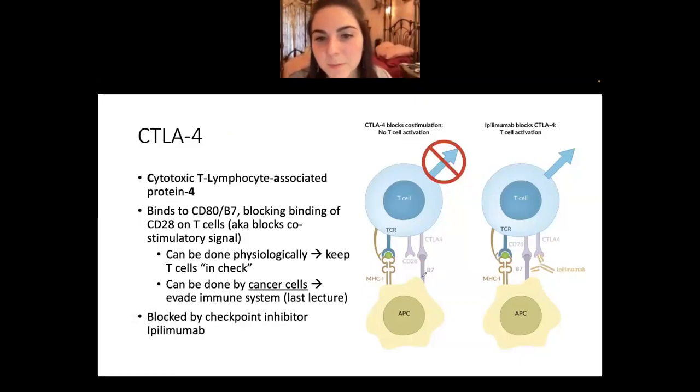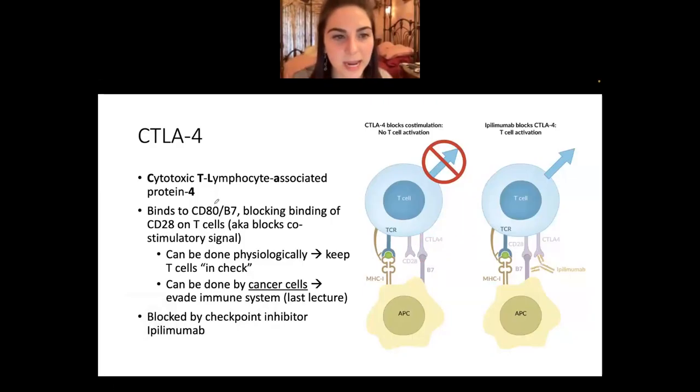So B7 and CD28 normally bind. This is your second signal, right? So here would be signal 1, here would be signal 2. CTLA4 binds to B7 and it's like, nope, no signal 2. We don't need signal 2. There's no infection. We don't need it. That's what this does. So CTLA4 blocks co-stimulation so we don't get T cell activation.